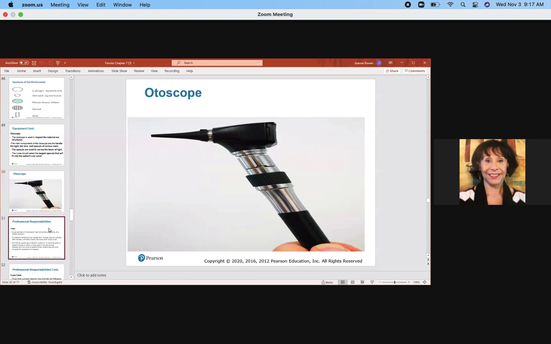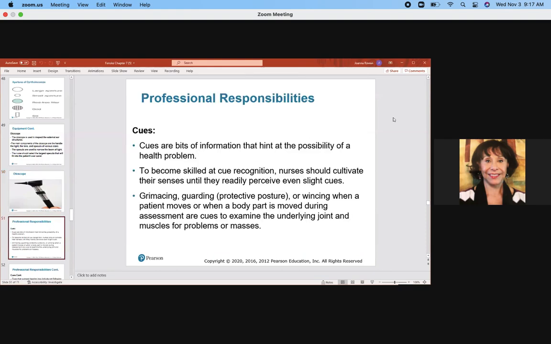Again, this is nice to know. Cues, you need to know what cues means. Professional responsibilities. Cues are bits of information that hint at the possibility of a health problem. To become skilled at cue recognition, nurses should cultivate their senses until they readily perceive even slight cues. Grimacing, guarding, which is protective posture, or wincing when a patient moves or when a body part is moved during the assessment are cues to examine the underlying joint and muscle for problems or masses. So know what a cue is.